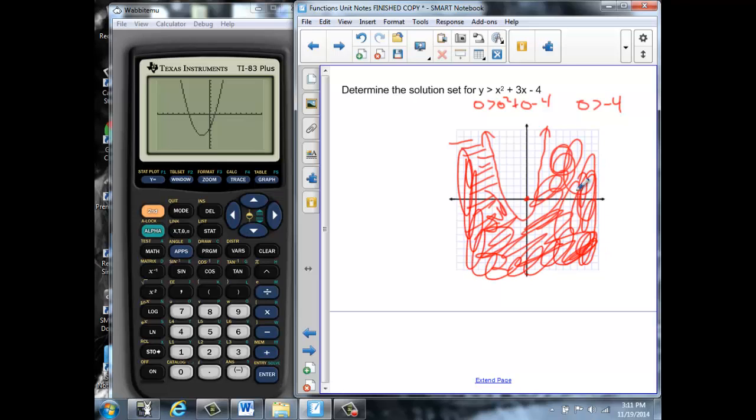Actually, why don't I pick a point that I clearly know is wrong, and let's just prove that it's wrong. How about this point down here? This point would be at 10, negative 10. Let's just make sure that that point is clearly not true. Is negative 10 greater than 100 plus 30 minus 4? No, negative 10 is not going to be bigger than something that starts with 100. So clearly this is where the answers are not. That makes sense?